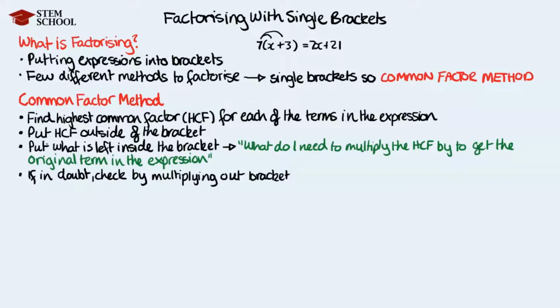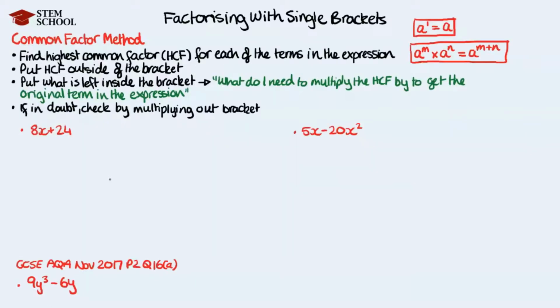So then what you do is you put the highest common factor outside the bracket, and then you put what is left inside the bracket, and you just need to ask yourself, what do I need to multiply the common factor by to get the original term in the expression? And once you do that, you can check this by just multiplying out the bracket using the technique we've done before. So what we're going to do is have an attempt at some factorising questions using this common factor method.